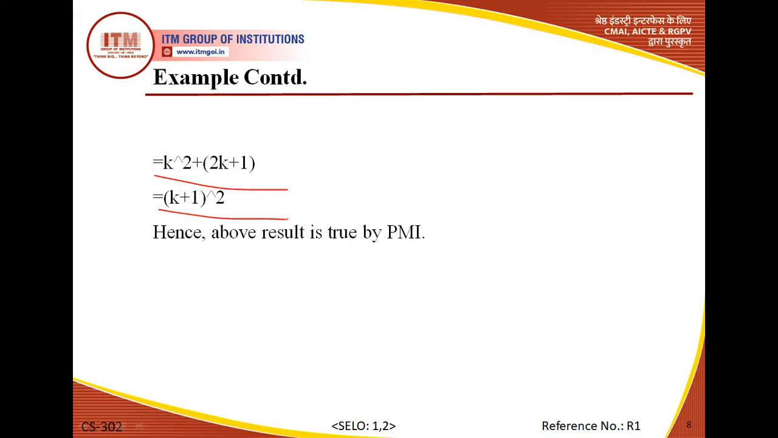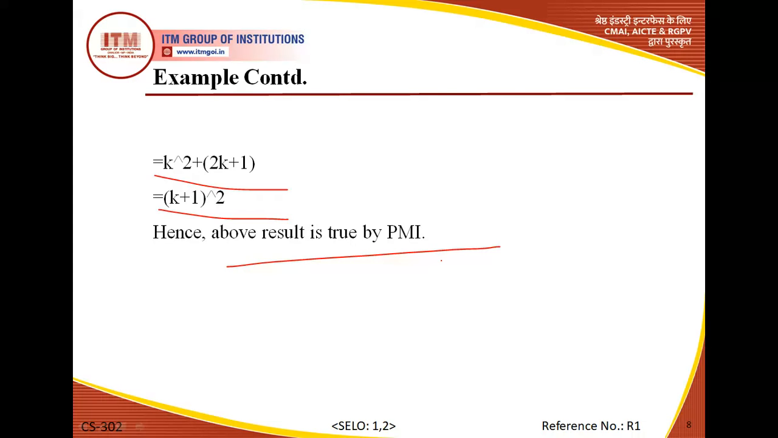Hence, the result is true for k plus 1. So we would write that the result is true for k plus 1. Hence, this result would be true for all n belonging to natural numbers by using PMI. That would be your final statement: the result is true for all the natural numbers by PMI. That is the final statement that you have to write. I hope this example and the principle are pretty much clear.